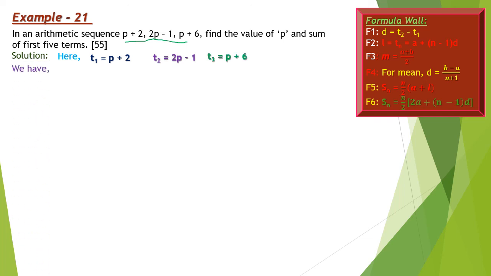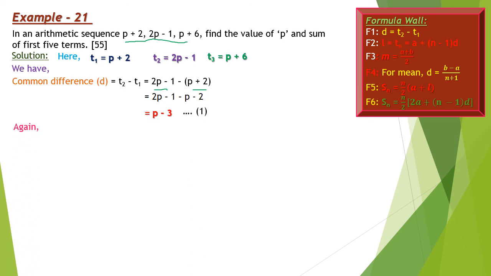We have common difference d equal to t2 minus t1, that is 2p minus 1, the value of t2, minus p plus 2, the value of t1. Now let's open the bracket. 2p minus 1 minus p minus 2, and it is p minus 3. This is equation 1. Now common difference, again we have to find the common difference. Our formula can also be t3 minus t2.